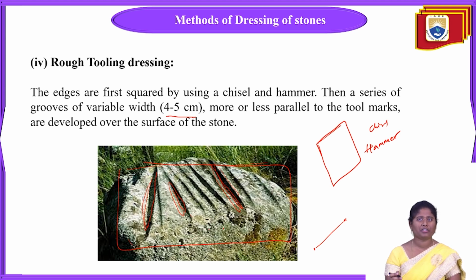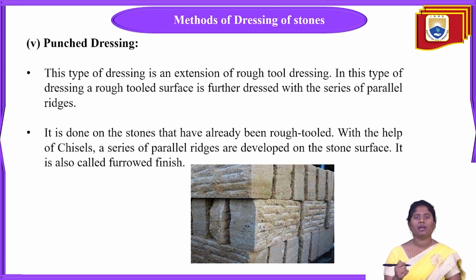And next, punched dressing, which is nothing but the extension of this rough tool dressing. In this type of dressing, a rough tooled surface is further dressed. A rough tooled surface means the last one, rough tooled dressing. That rough tooled stone, after giving those grooves of width 4 to 5 centimeters, we are going to take that stone for this punched dressing process.